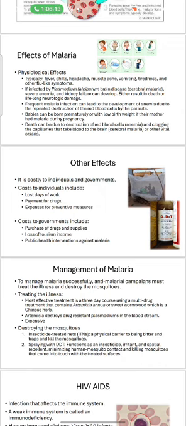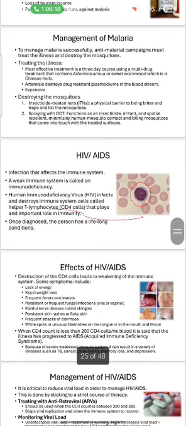Management of malaria. To manage malaria successfully, anti-malarial campaigns must treat the illness and destroy the mosquitoes. Treating the illness. The most effective treatment is a 3-day course using multi-drug treatment that contains Artemisia annua, or sweet wormwood, which is a Chinese herb. Artemisia destroys drug-resistant Plasmodium in the bloodstream. They're very expensive, though.